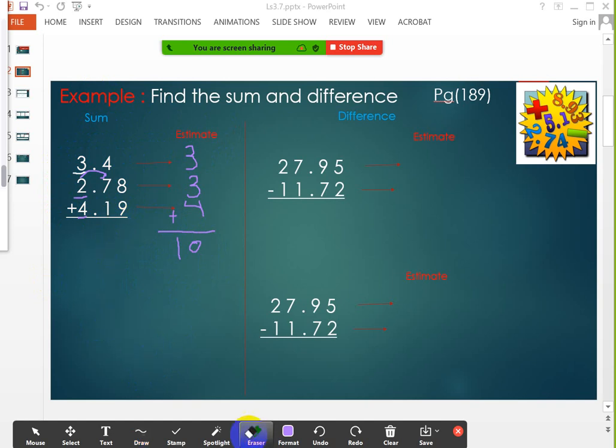Now let's see the differences also. The same idea here. Also I have to round. Look, I want to find the difference between 27.95 minus 11.72. So how will I find the answer here? Also I have to round the first number to the nearest ones. I want to round a number to the nearest ones.